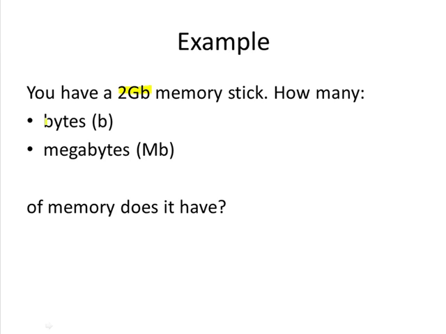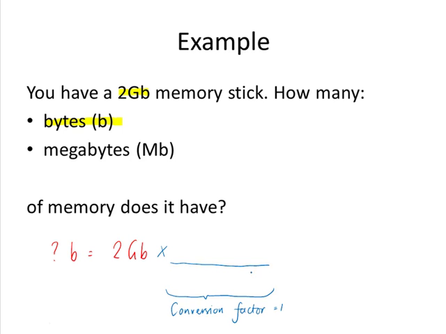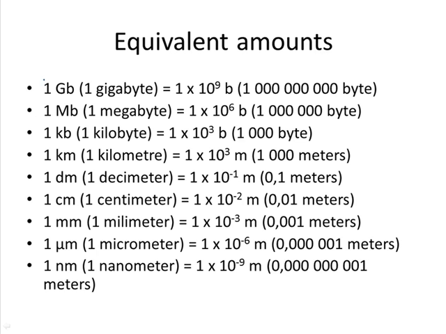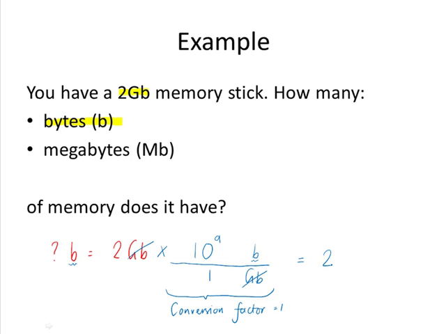You have a 2 gig memory stick. How many bytes and how many megabytes? First question, how many bytes is the same thing as 2 gigabytes? Our conversion factor must have gigabytes at the bottom to cancel off the given unit and bytes at the top to be left with the required unit. We know that 1 gigabyte is the same as 10 to the power 9 bytes. If you've forgotten that, just go rewind a little bit in this movie. And so our answer is simply 2 times 10 to the power 9 bytes.